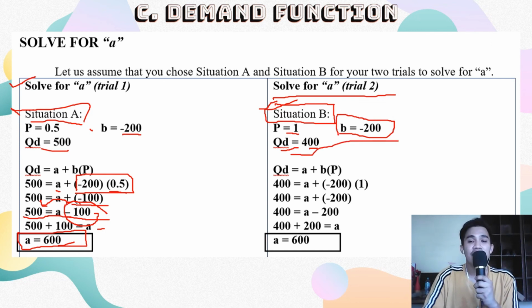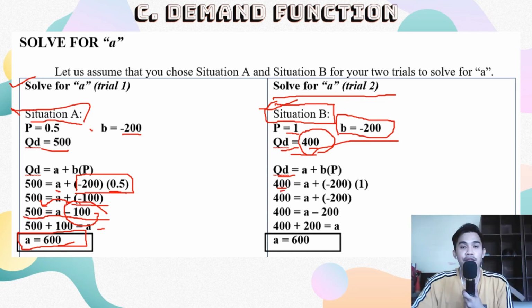Now, let us substitute these values to our demand function. Our demand function is QD is equal to A plus B times P. The value of our QD is 400. So 400 is equal to A plus B. What is our B? That is negative 200, times our P, that is equal to 1. So 400 is equal to A plus the quantity of negative 200 times 1. Negative 200 times 1 is equal to negative 200. Positive times negative is negative. So 400 is equal to A minus 200.